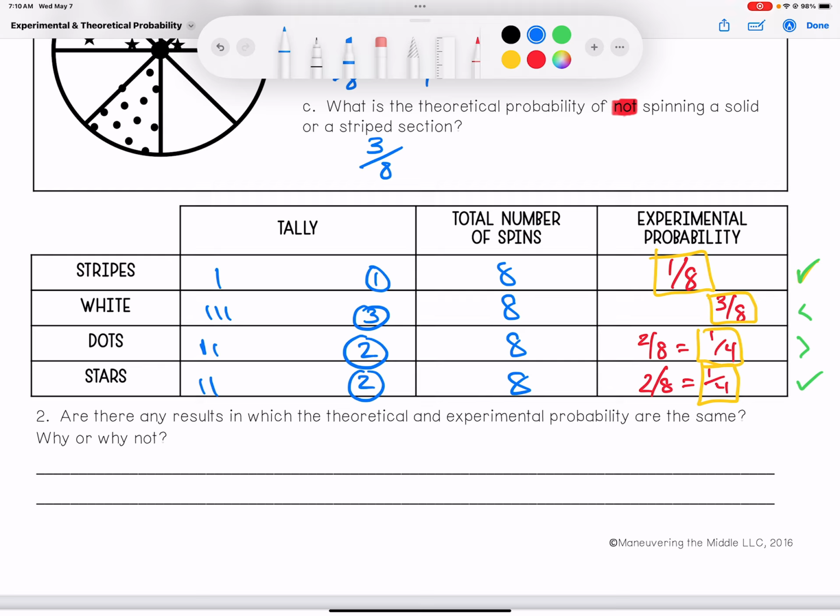All right, are there any results in which the theoretical and experimental probability are the same? We just talked about that. I need you to put that in your own words. Yes, stars and stripes. That's because we live in America, duh. And white and dots did not match. And explain that. Put that in your own words.